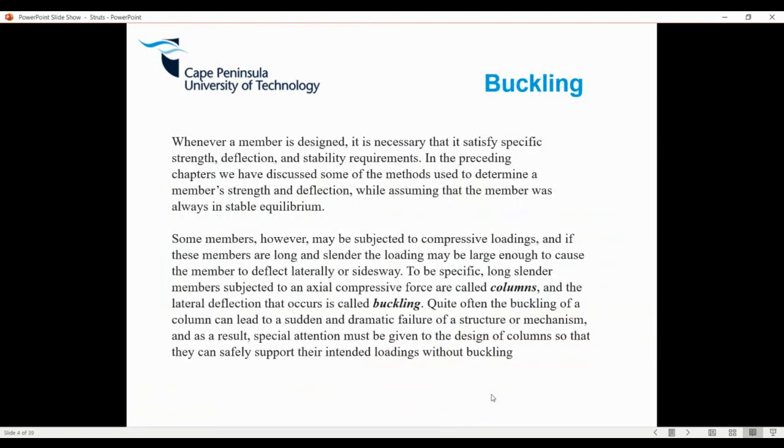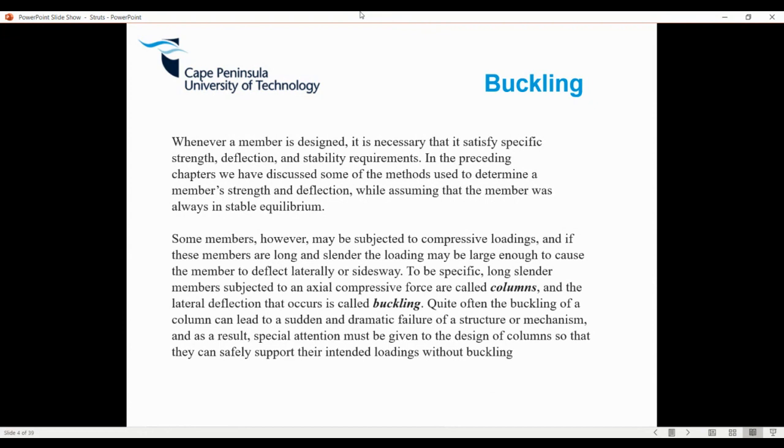Now, this text is quite important, so I'll read it to you. This is what really encompasses everything we're doing. I have a few numerical examples and experiments I want to play around with. It says whenever a member is designed, it is necessary that it satisfies specific strength, deflection, and stability requirements. Obviously, we've looked at strength. That's talking stress. It can withstand a specific load. We also had a look at deflection. Remember, you had deflection limitations. And now something called stability.